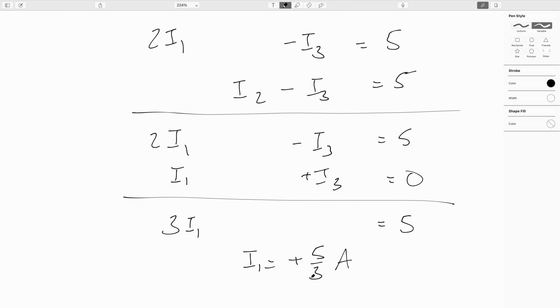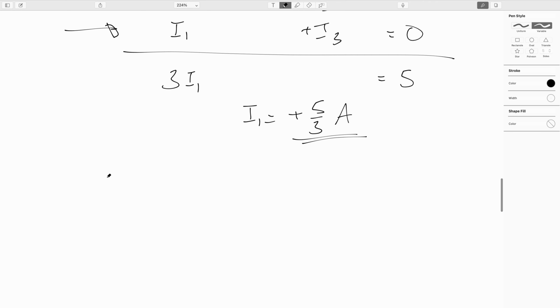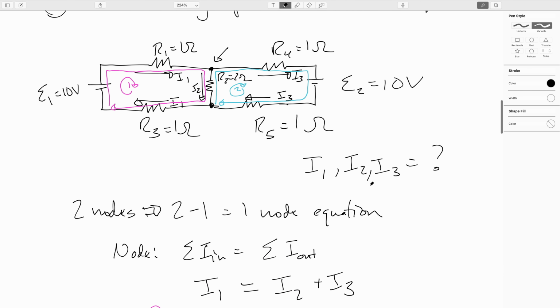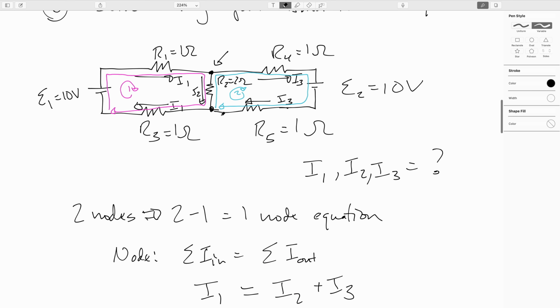And so I1 equals plus 5/3 of an amp. Yay. Now that I have I1, this equation here will immediately give me I3. I immediately get that I3 is equal to negative I1, which is negative 5/3 of an amp. Oops, I have a minus sign there. What does that minus sign mean? It means going way back here when I guessed about the direction of I3, I was wrong. I3 really flows the other way.